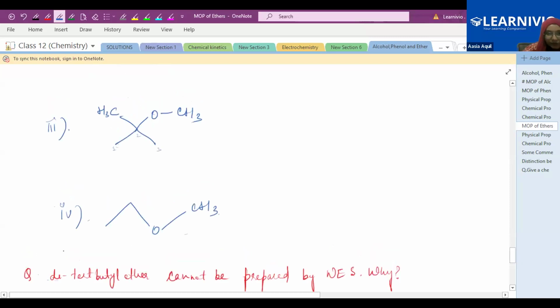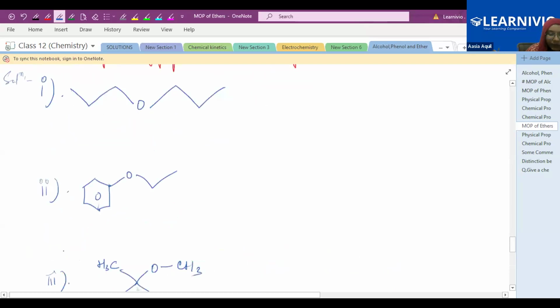Okay, now quickly do this. You have to write down the reactants. You have to break the bond and decide which group. There are two groups on the oxygen linkage, the right side group and the left side group. You have to decide which group you will use to make the substrate and which group you will use to make the alkoxide. You have to decide that accordingly. Just quickly do that.